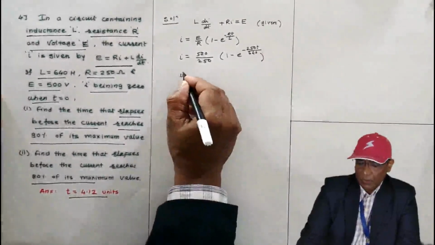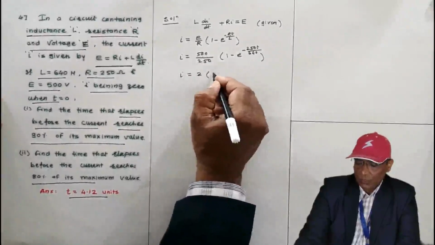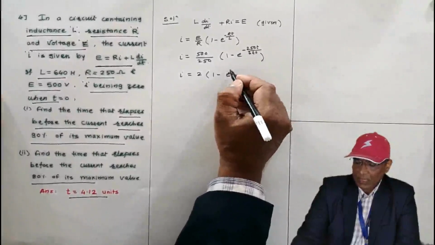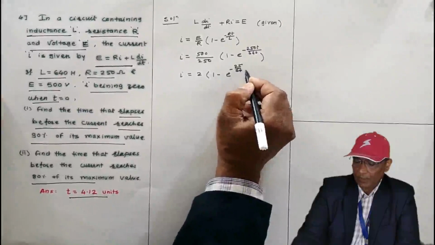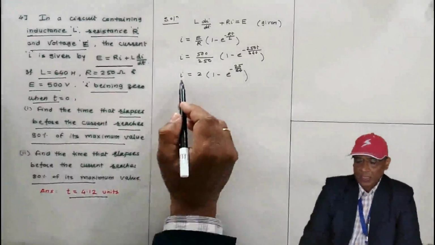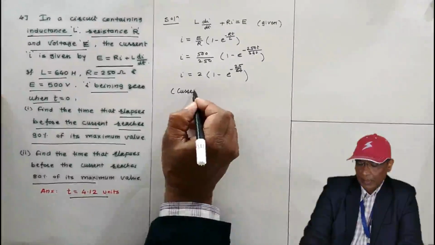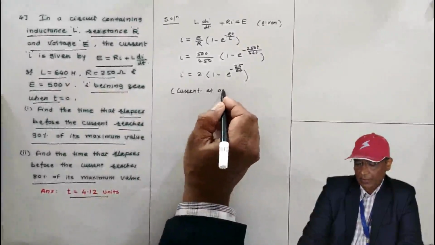Okay. I am going to solve for one more step. 500 by 250, it is 2, e to the power... This 0 you can cancel. 25 by 64 I am writing. Is it like this? This is the current at any time t in this circuit.